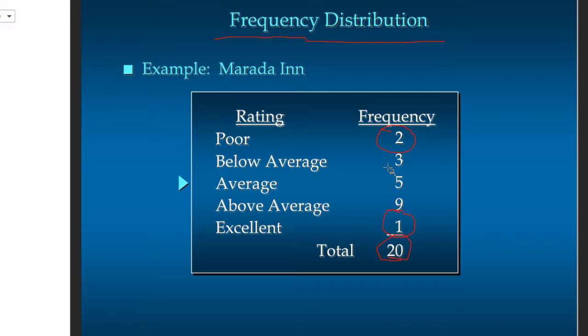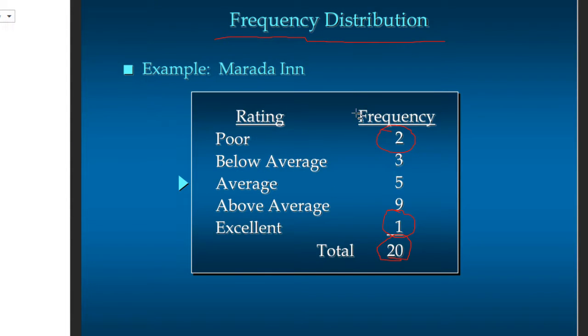Now, once you make this frequency distribution, so what is a frequency distribution? Well, a frequency distribution is basically this table. Something like this table refers to a frequency distribution, right? This table is called a frequency distribution.